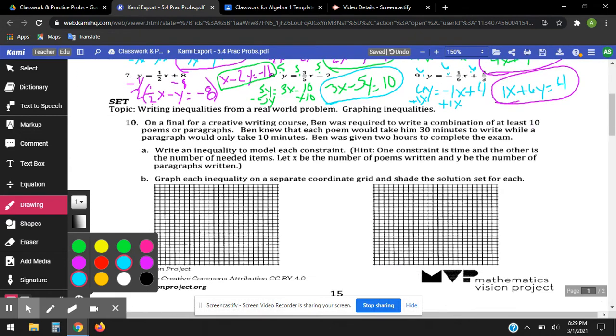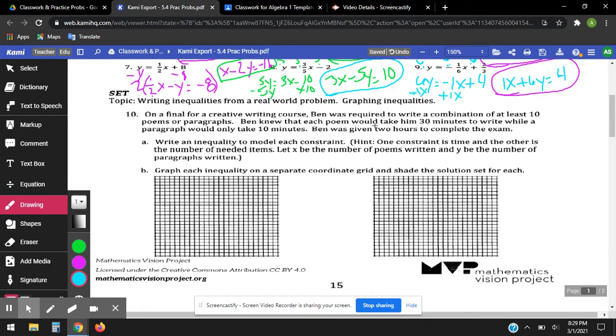All right. Next, I'm going to zoom in a little on this after I read the instructions. Writing inequalities. On a final for a creative writing course, Ben was required to write a combination of at least 10 poems and paragraphs. Ben knew that each poem would take him 30 minutes to write, while a paragraph would only take 10 minutes. Ben was given 2 hours to complete the exam. So write an inequality to model each constraint. Hint, one constraint is time, the other is the number of needed items.